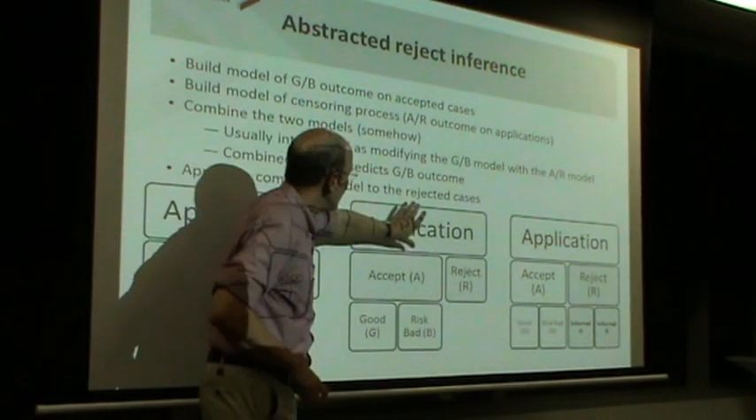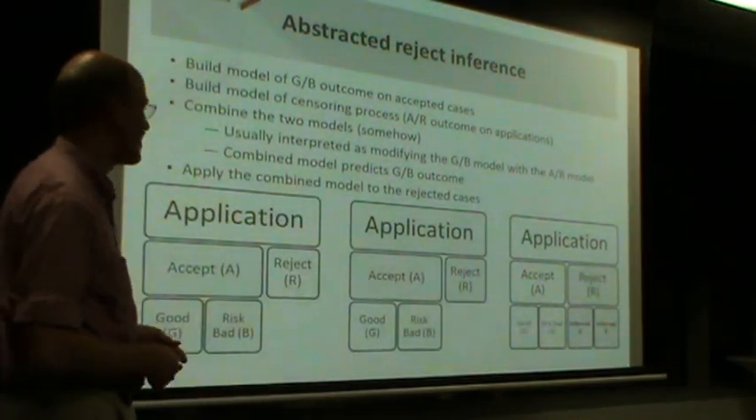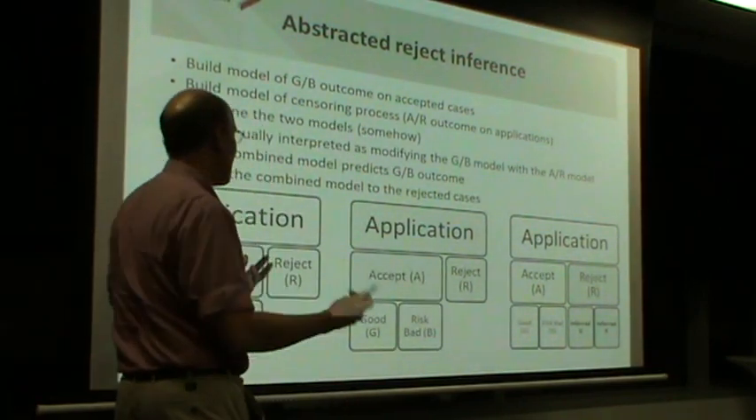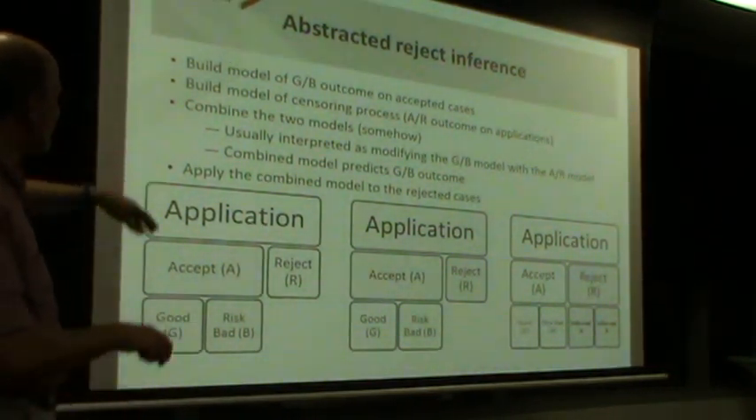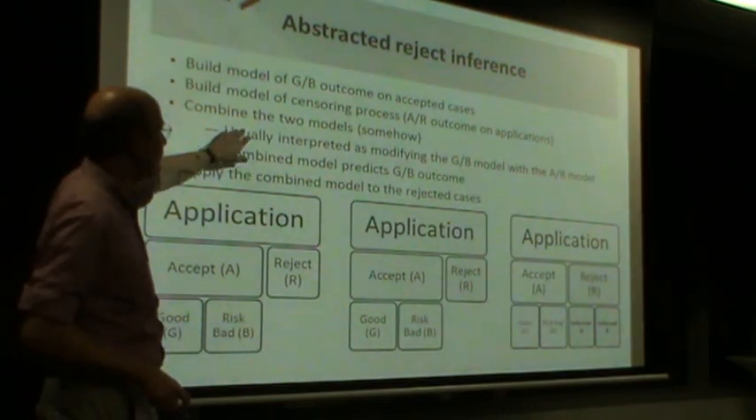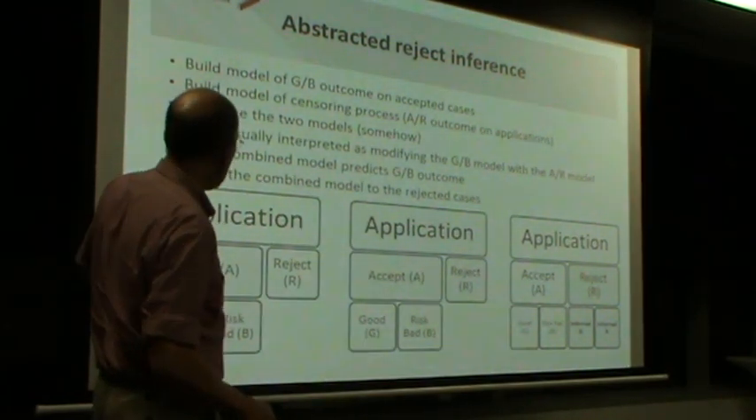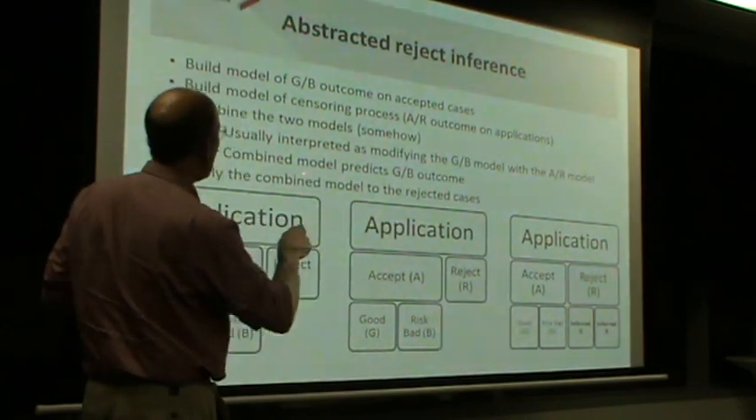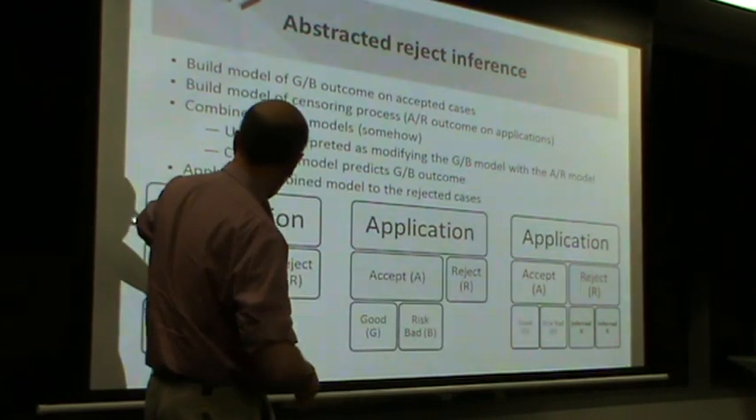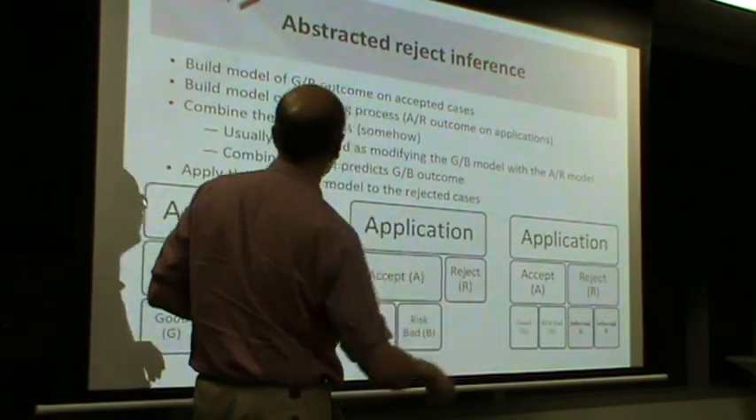So with this population of all the applications, we've got these two different outcomes, accepted or rejected. So once again, we can do something like build a logistic regression model to predict the probability that any person coming through the door will end up as an accept or a reject. Then there'll be some mystical process of combining those models. Everybody has their favourite technique. And that's usually interpreted as modifying this model in the light of that model of the censoring process. So that gives us this combined model, and then applying that to the rejects over here. So this is taking this combined model, which is somehow a combination of that model and that model, to apply to the reject population to give us the inferred good outcomes and the inferred bad outcomes.